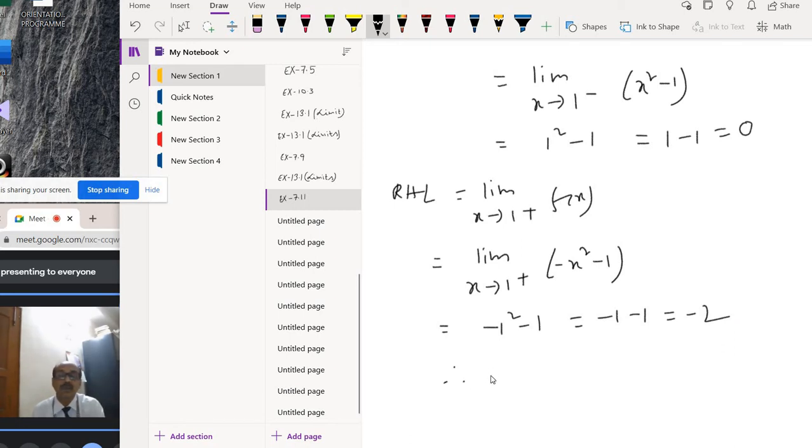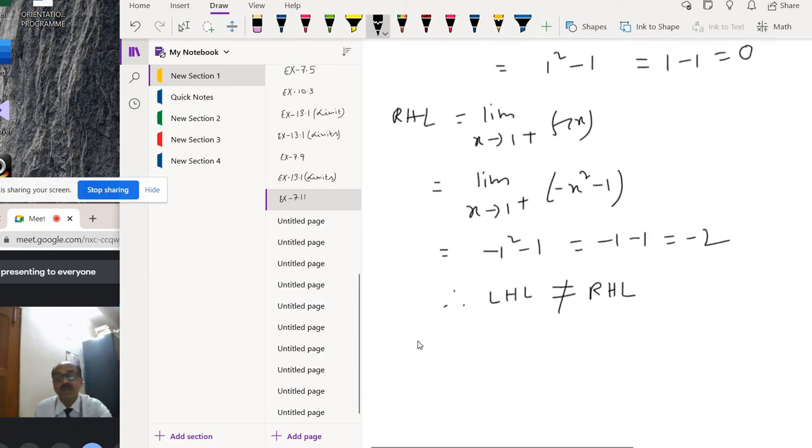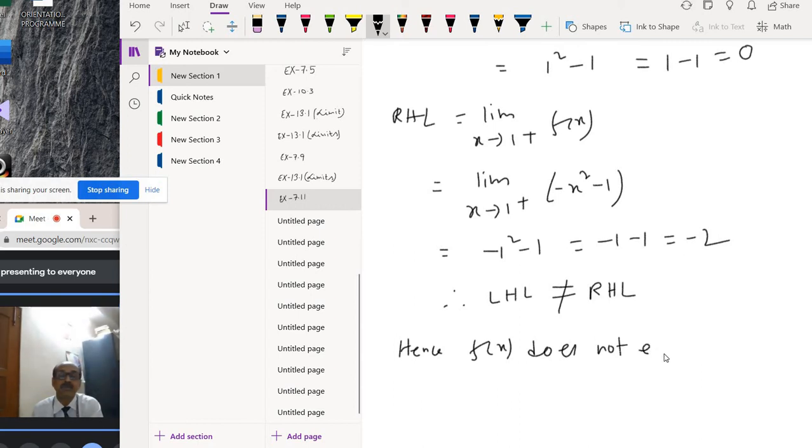Therefore the left hand limit is not equal to the right hand limit. That means the limit does not exist at that point, because the left hand limit and right hand limit are not the same. Hence f(x) does not exist at x equal to 1.